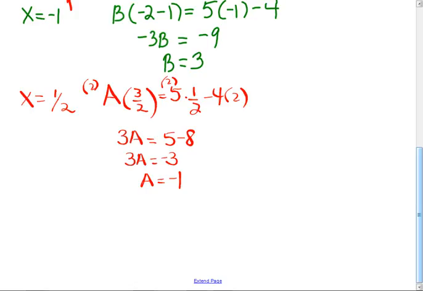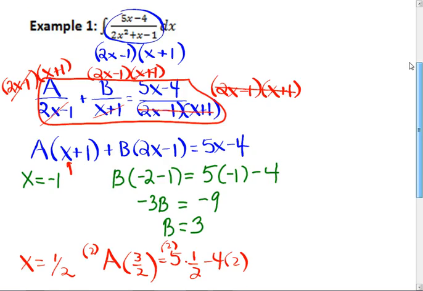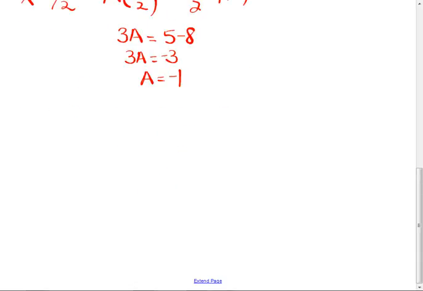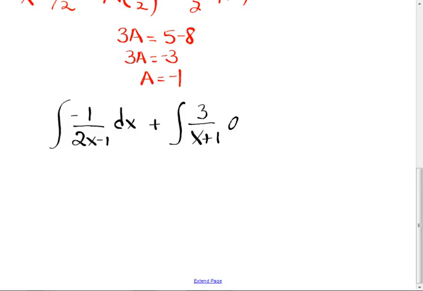That to me is the easy part. The hard part is going to be integrating it now. So let's see what we have. We have a over 2x minus 1, and a was negative 1. So I have negative 1 over 2x minus 1 dx. I'm going to integrate that part, plus I'm going to integrate the other one, which was 3 over x plus 1. The second one is easier to integrate. Now, I can do this without a u substitution, but I'm not sure that you guys can.